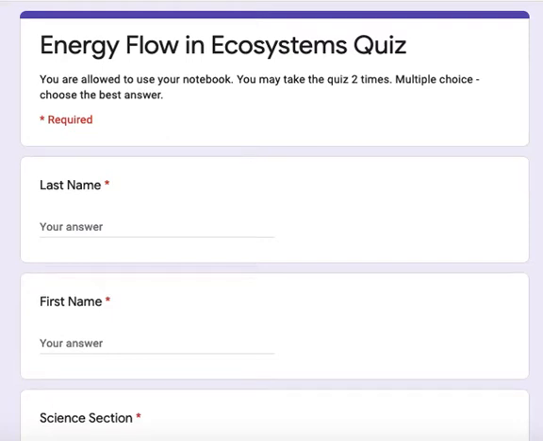This is your energy flow in ecosystems quiz. You are allowed to use your notebook. You may take the quiz 2 times. Multiple choice is how you'll get the answers. Please choose the best answer.